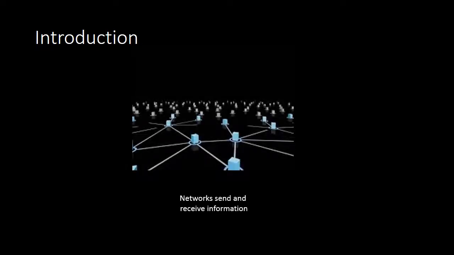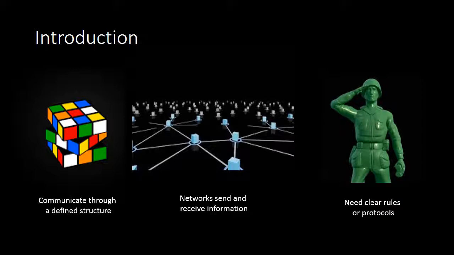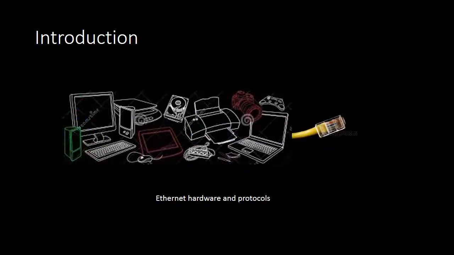Networking allows computers to send and receive information between each other. In order for this to happen in an efficient manner, a defined physical and operational structure needs to be in place. There also needs to be a clear set of rules or protocols that allow clear communication to occur. The Ethernet standard provides the structure for both the physical hardware and the communication protocols, and continues to allow for further development of communication technology.